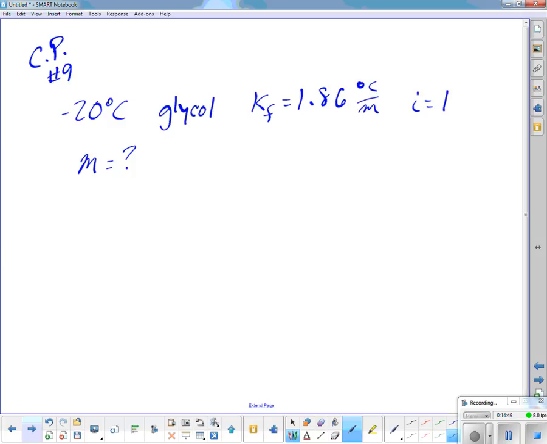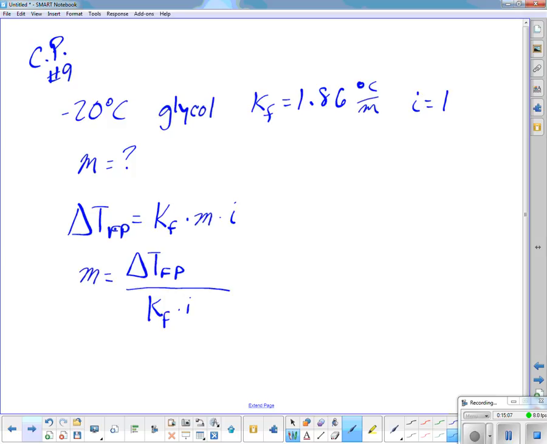If we look back at the equation, delta T for freezing point is equal to K of freezing point times molality times I. If I'm solving for molality, molality is going to equal the change in temperature of the freezing point divided by Kf times I. Well, if my new freezing point is negative 20, then my delta Tf is 20 degrees. It changed by 20 degrees, right? So now we just plug in everything we got, and we get the answer.